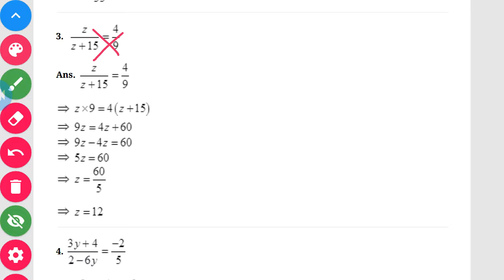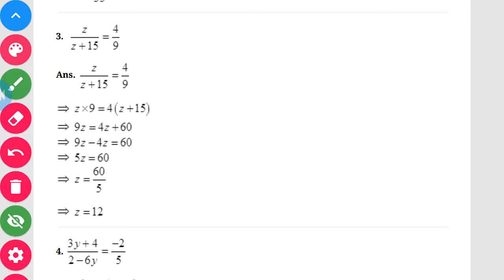When I cross multiply, z into 9 will become 9z as it is given here, and 4 into z plus 15, I'll keep it in a bracket for your easy solution. Now what I'm going to do here, I'm going to multiply here. 4 into z is nothing but 4z. Can you see down there? And plus sign as it is, 4 into 15 becomes 60.